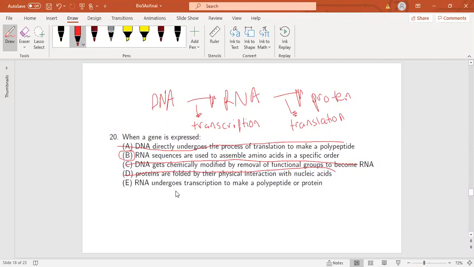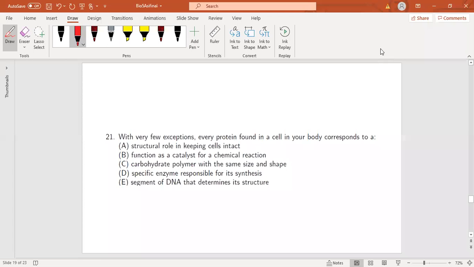And E is saying RNA undergoes transcription to make a polypeptide or protein. The word we're looking for is translation, not transcription. So E is not right. In this case, our answer is B. So 21 is asking, with very few exceptions, every protein found in a cell in your body corresponds to. So A is saying structural role in keeping cells intact. Well, this is referring more to maybe like cell walls or cell membranes, which are phospholipids or even glycosidic. So this doesn't really make sense.